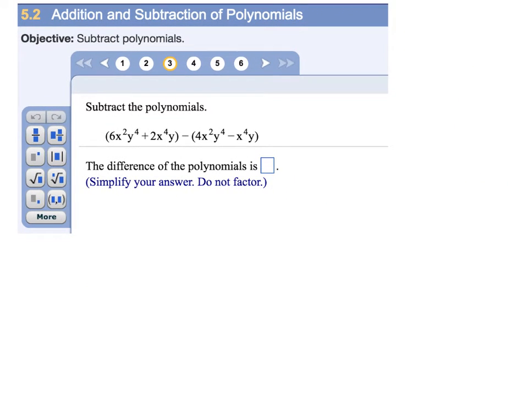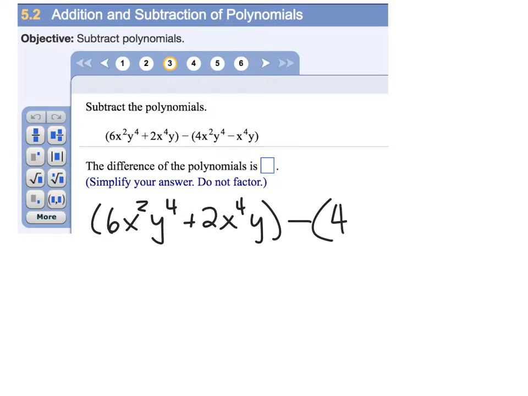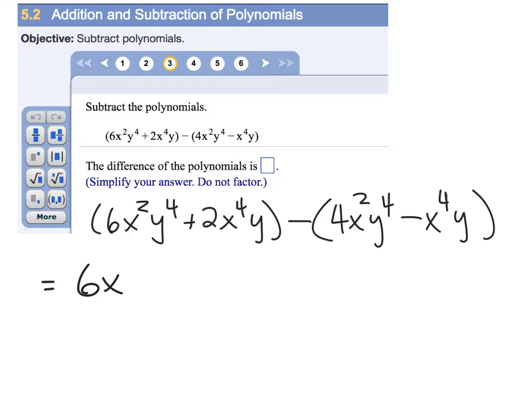All right, so more subtracting. So you've got in the quantities, in the parentheses, 6x squared y to the fourth plus 2x to the fourth y, minus the quantity 4x squared y to the fourth minus x to the fourth y. All right, so again, this very first term, we have a positive in the front and there's no number, so we don't have to worry about the distributive property, so we can just drop the parentheses. So you end up with this.